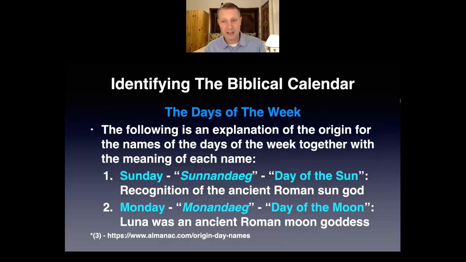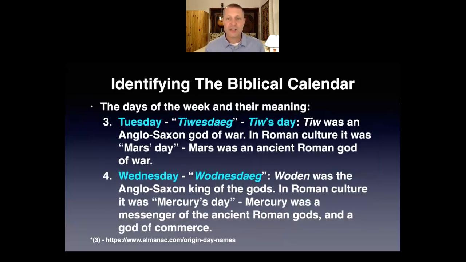Sunday comes from Sunandag, which means day of the sun, and it's a recognition of the ancient Roman sun god. Monday comes from Munandag, day of the moon, and Luna was an ancient Roman moon goddess. Tuesday is Tuisdag. Tui was an Anglo-Saxon god of war. In Roman culture, it was Mars Day. Mars was an ancient Roman god of war. So we see that overlap of the ancient Roman connection to the Anglo-Saxon connection. So basically the same god, just given a new name, but the same meaning. It's a pagan god, right?